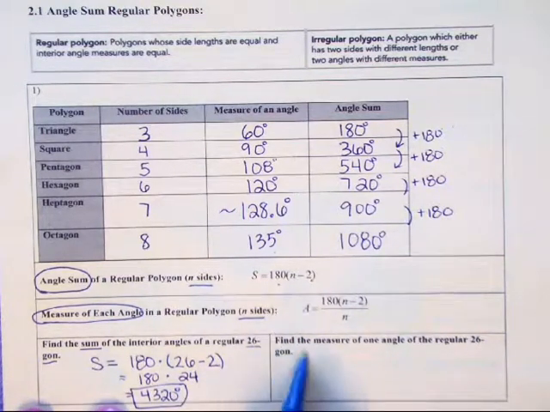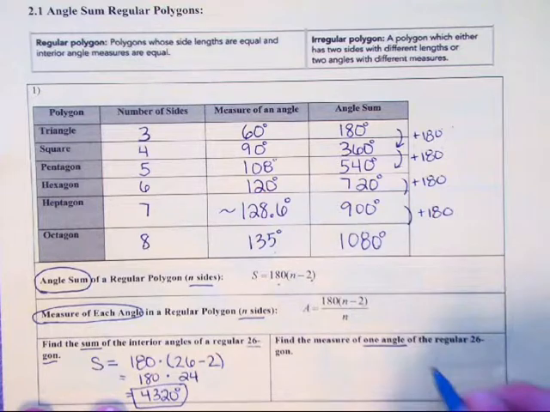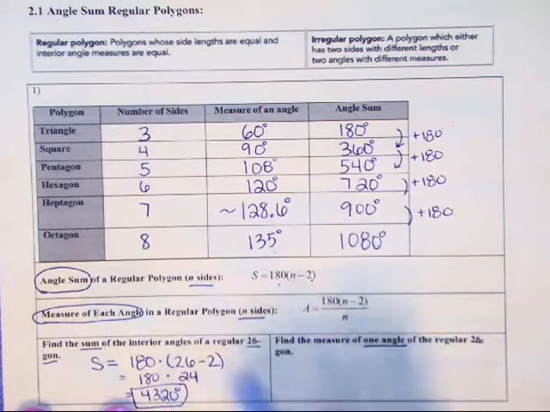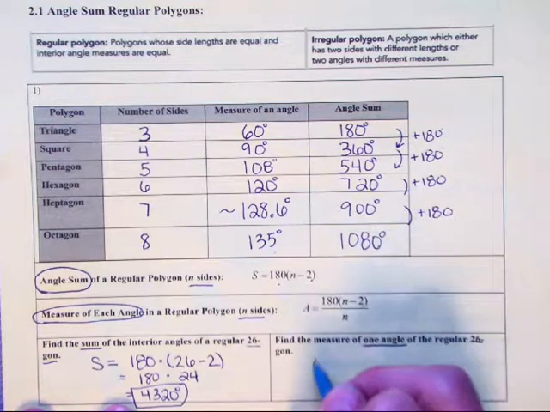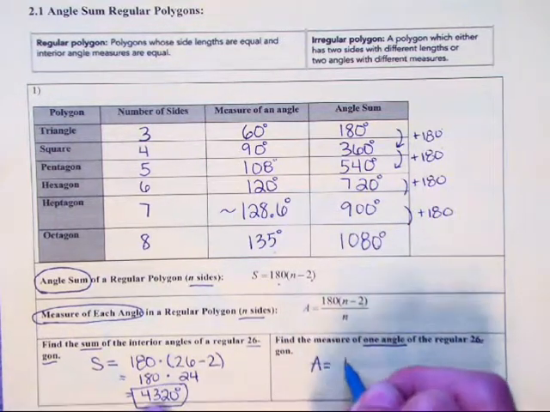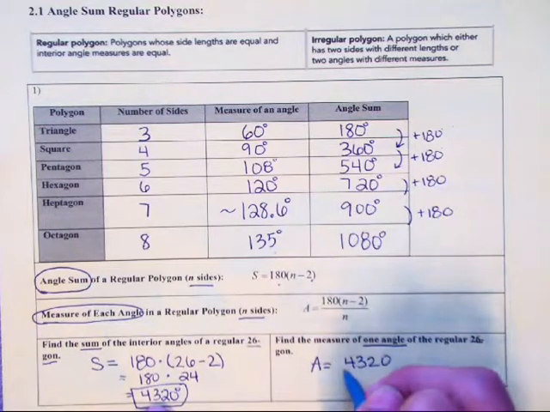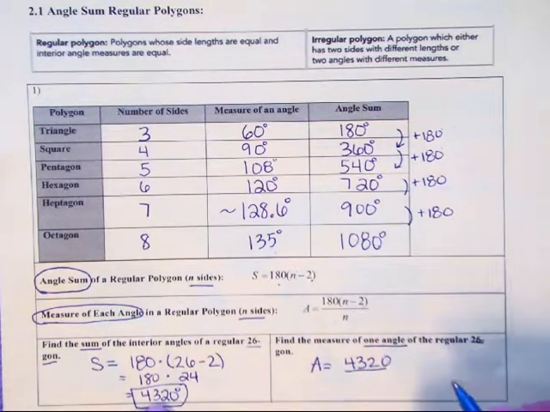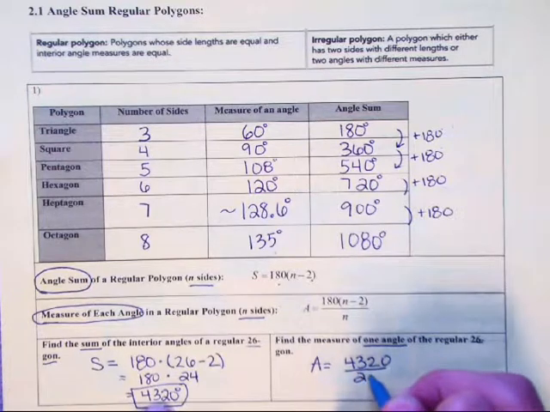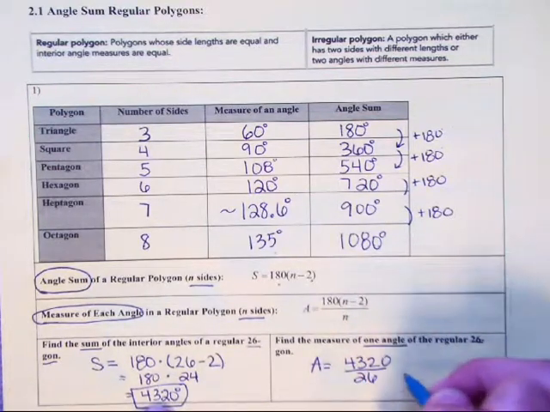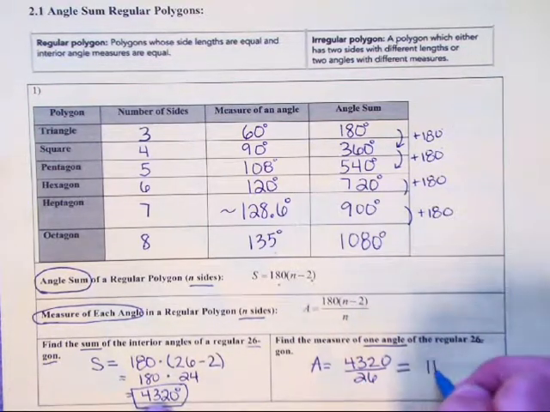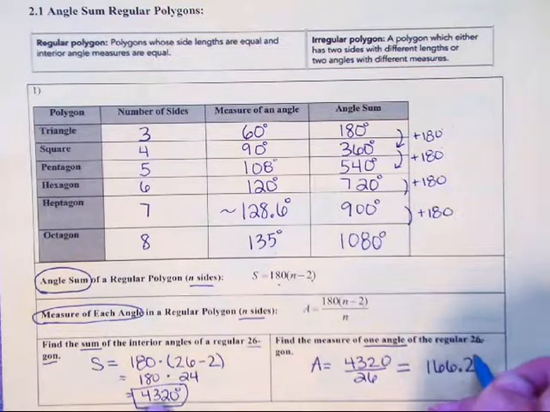Now the next one says find the measure of one angle in this 26-gon. So we know the sum of all of them. So all I have to do to find each angle is to take that answer, my sum, which remember those match up, and divide that by the number of angles. So I'm going to divide that by the 26 angles. Okay, and that's going to give me 166.2 degrees.